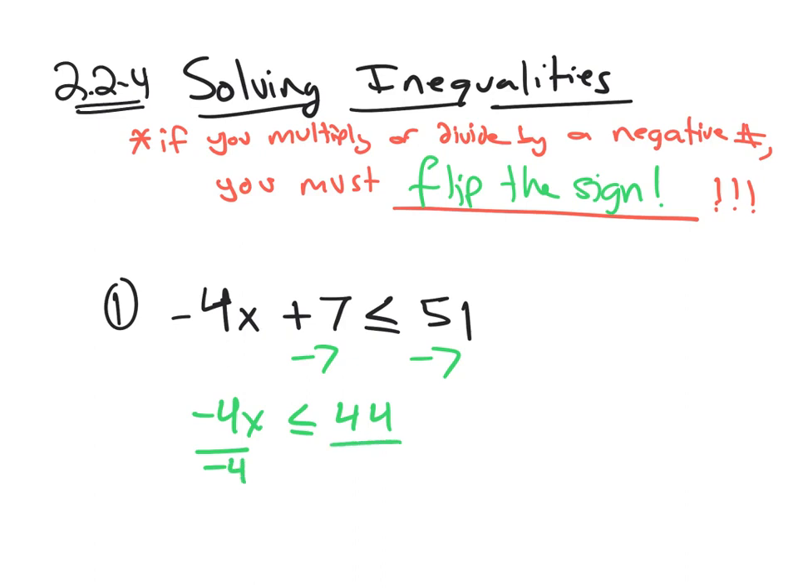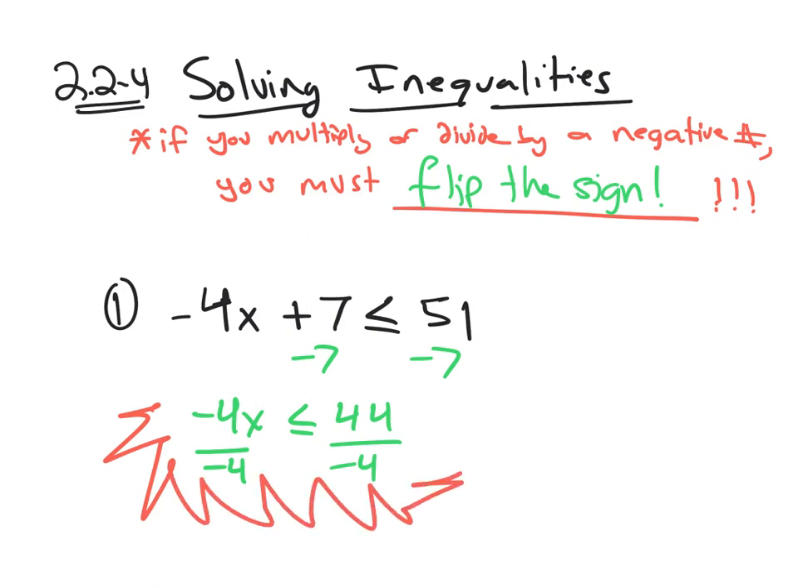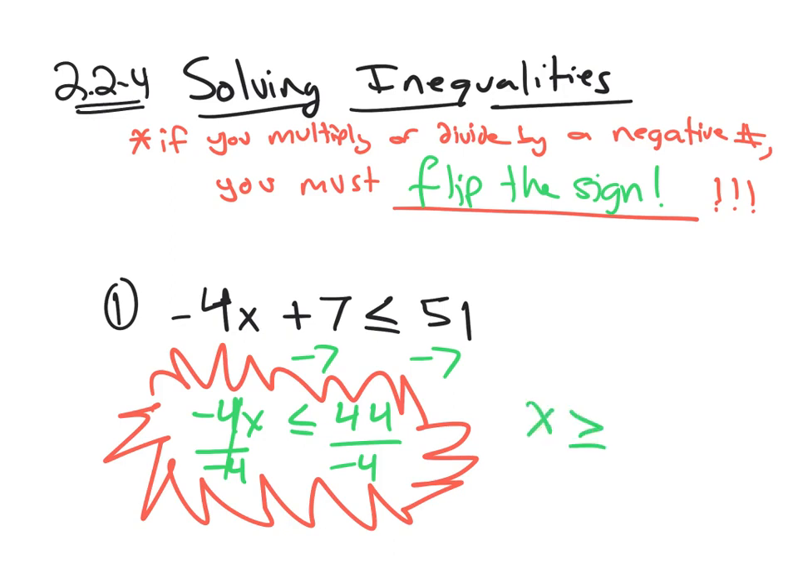And as soon as you do that, alarm bells should go off, right? It becomes this like an alarming thing. We just divided by a negative. So you got to pay attention to it. When you divide by a negative, flip the sign. So those 4's cancel. I get x is greater than or equal to, I flipped that sign over, negative 11.